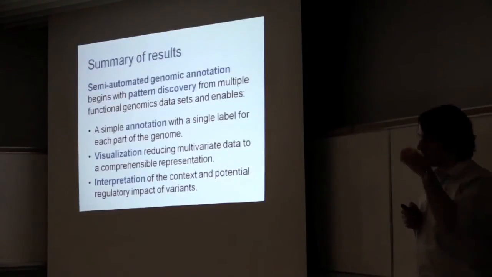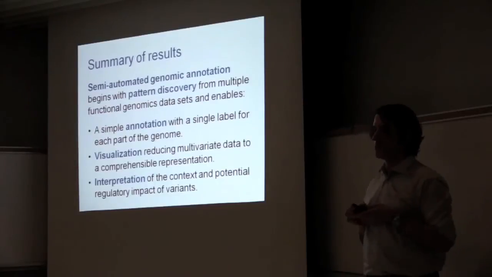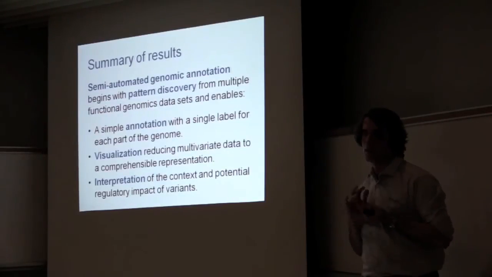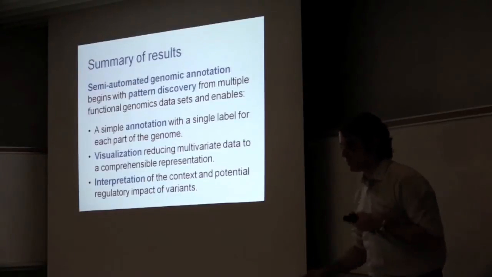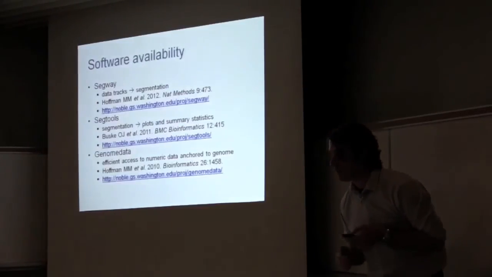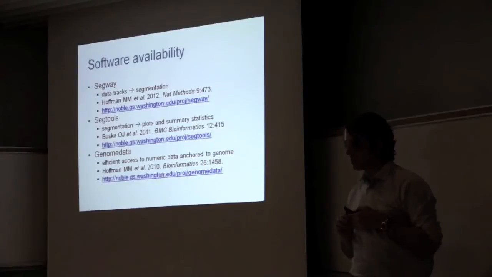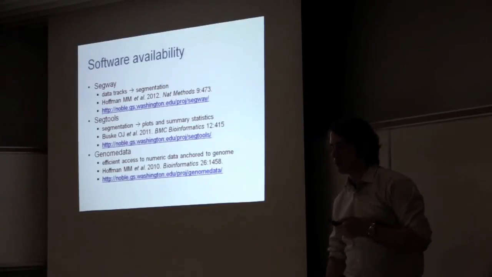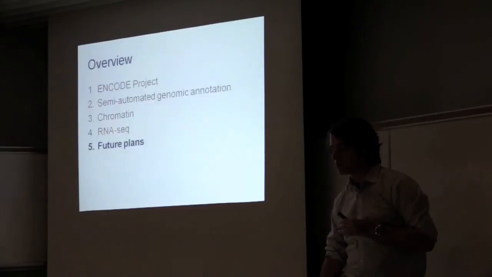So semi-automated genome annotation is something that starts with pattern discovery and lets us visualize very complex data, annotate it, and do interpretation of variants. All of the software that I talked about today is available. There are links from my website, or you can just Google them.